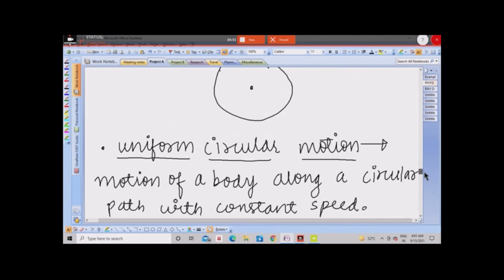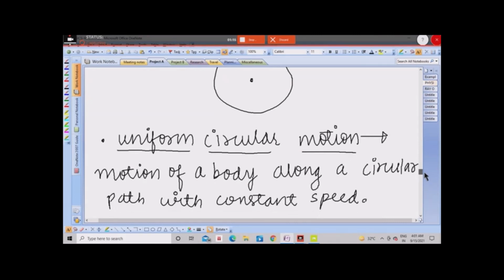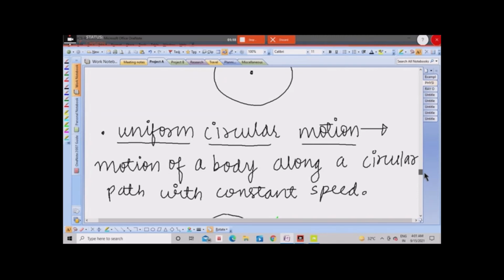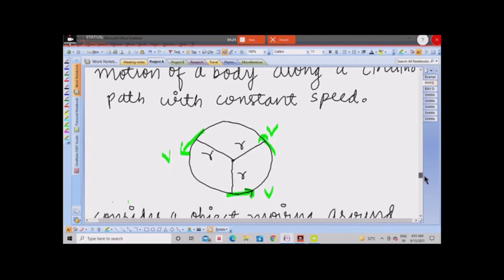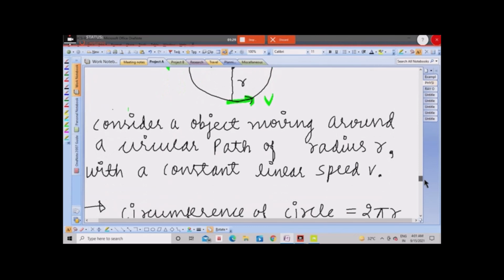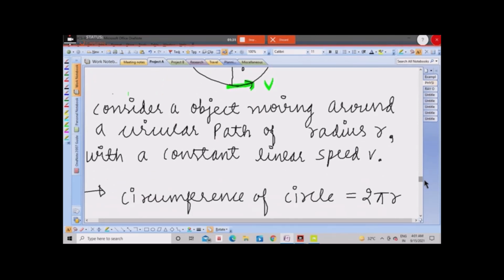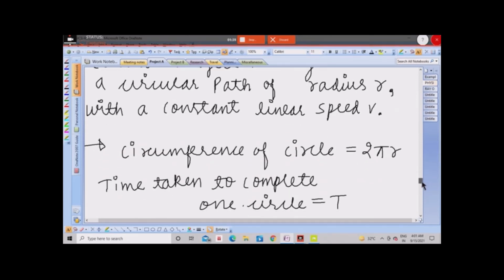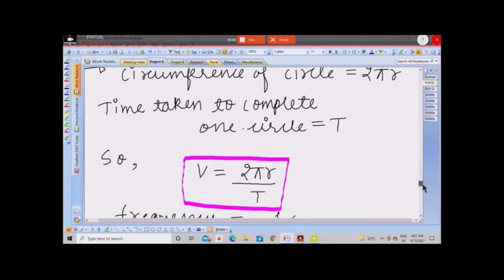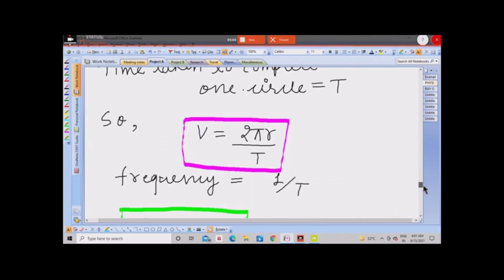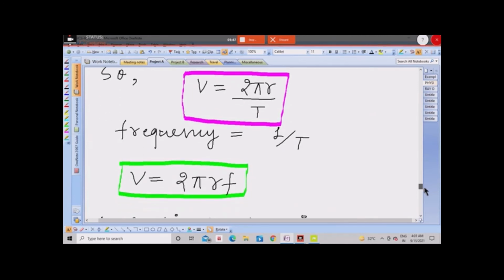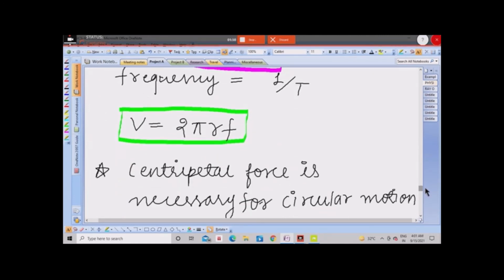So let's see what is uniform circular motion. Motion of a body along a circular path with constant speed. Here it is shown in the diagram that an object is moving with velocity v and the radius is constant, means radius is same. Consider object moving around a circular path of radius r with a constant linear speed of v. Circumference होगी सर्कल की वो है 2 pi r. Time taken to complete one circle is t. Here velocity is equal to distance by time, 2 pi r by t. Frequency is 1 by t, means frequency का फॉर्मूला होगा 2 pi r f.